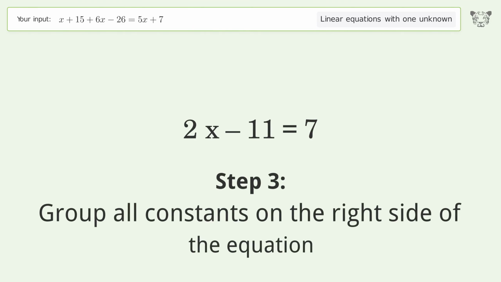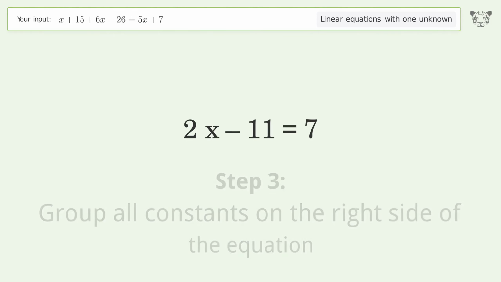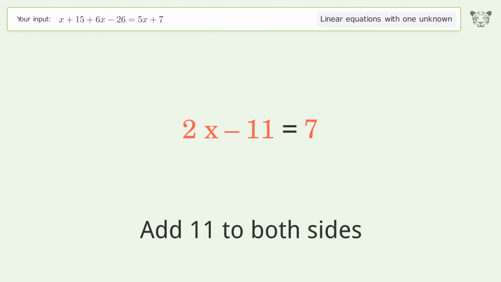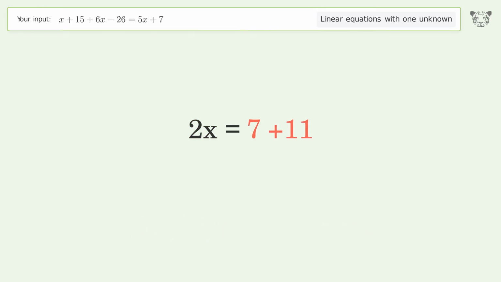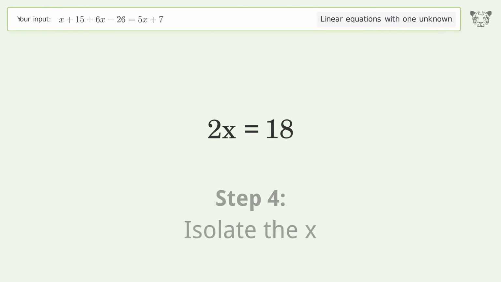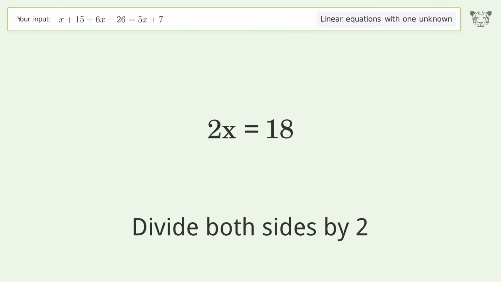Group all constants on the right side of the equation. Add 11 to both sides. Simplify the arithmetic. Isolate the x. Divide both sides by 2.